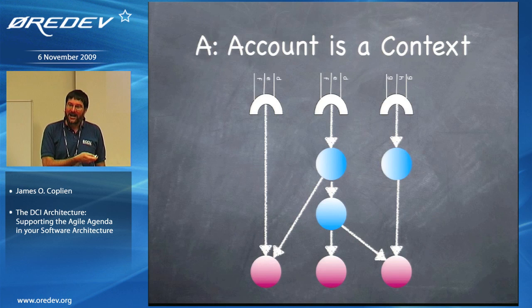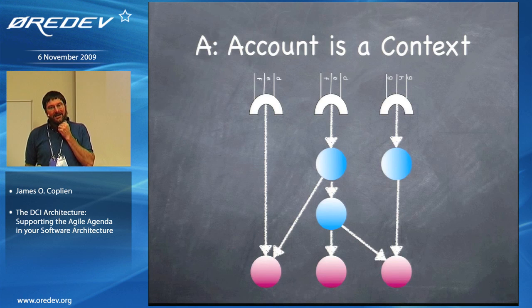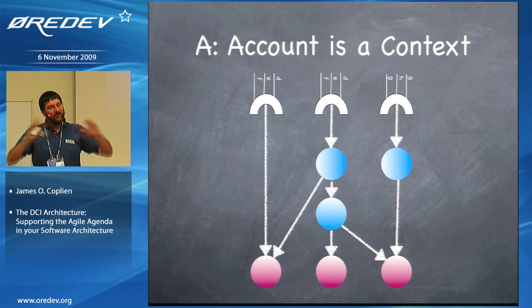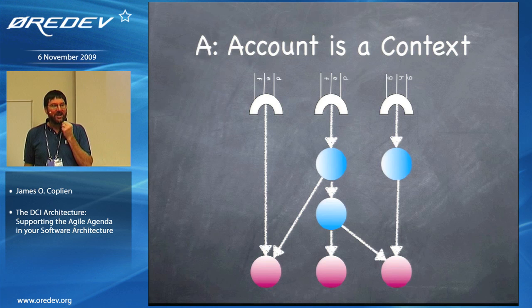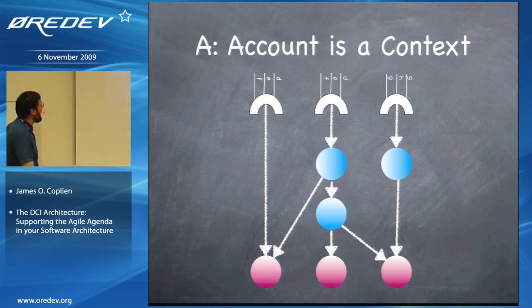An account is a context. What is a context? A context is a use case. Well, can we make a context to be a collection of related scenarios that involve a certain set of roles? What is a collection of related potential scenarios between an end user and the system under construction? That's a use case. And we reflect it in DCI as a context object.